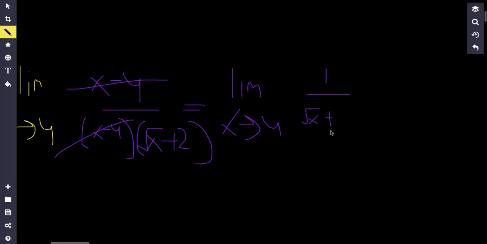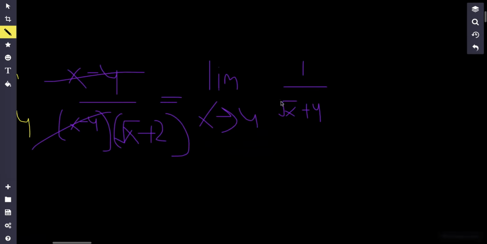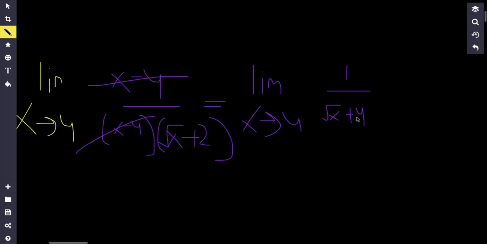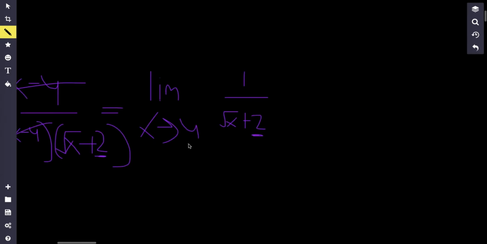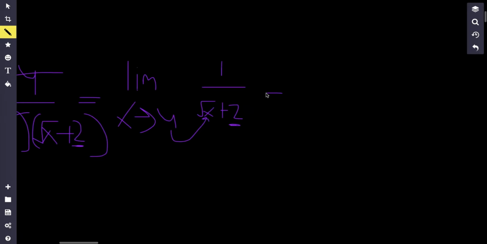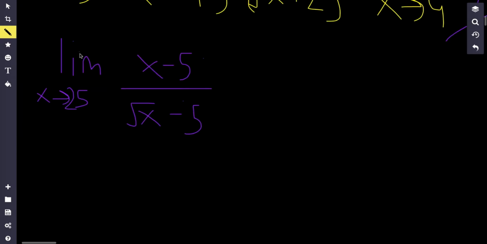So this is just going to be the limit as x approaches 4 of 1 over the square root of x plus 2. Now that we dealt with the annoying denominator, we can substitute 4 in. So this is just the square root of 4, which is 2. 2 plus 2 is 4. The answer is 1/4.